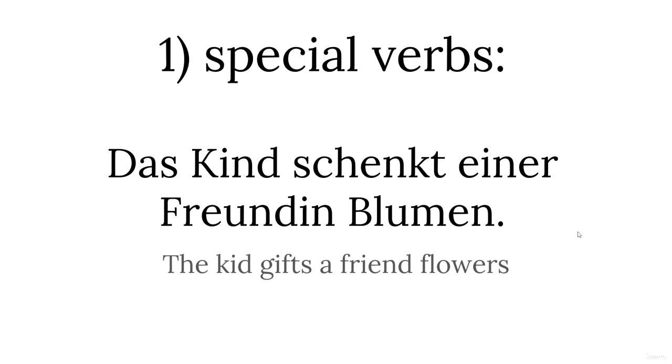Das Kind is the subject. Schenkt is the verb. Einer Freundin is the indirect object or person. Your question would be, to whom is the kid gifting flowers? To the friend. And die Freundin or eine Freundin in dative would be einer Freundin. And Blumen are the direct object, therefore they stay the same. In this sentence, you don't even need an article for the Blumen. Das Kind schenkt einer Freundin Blumen.